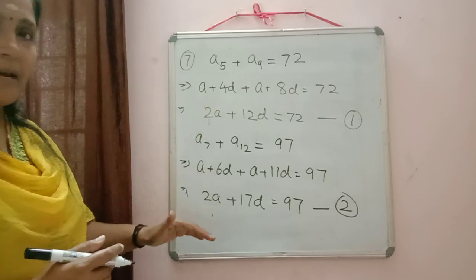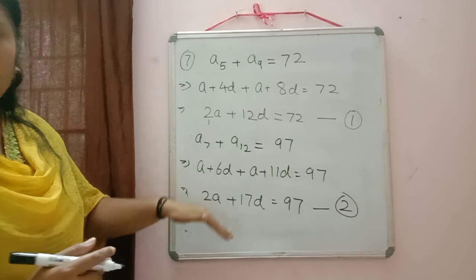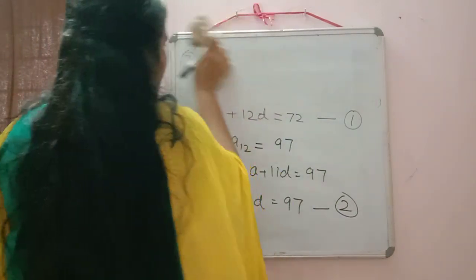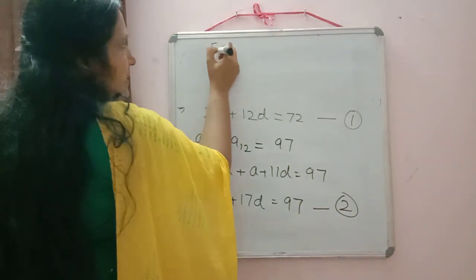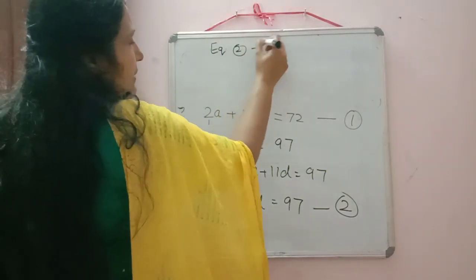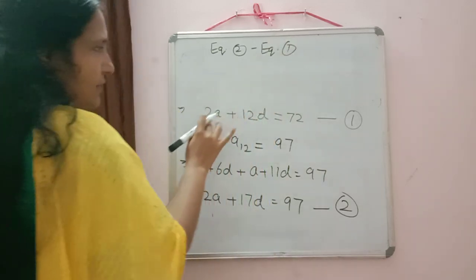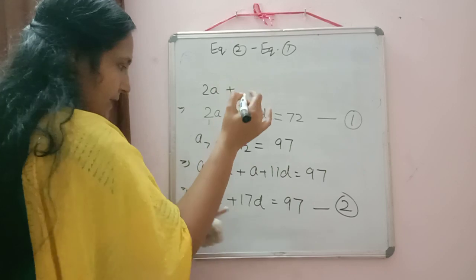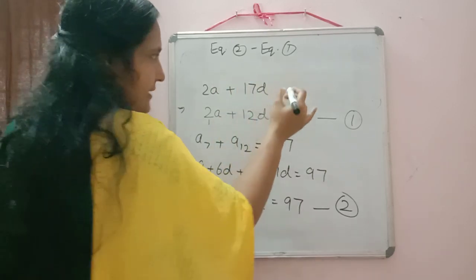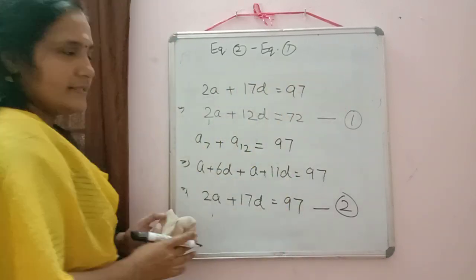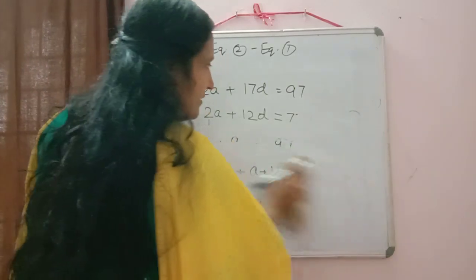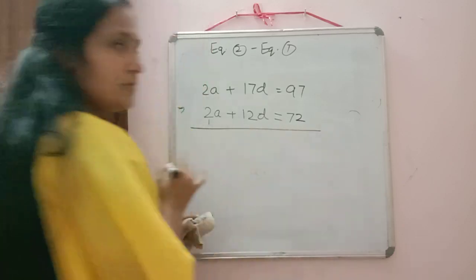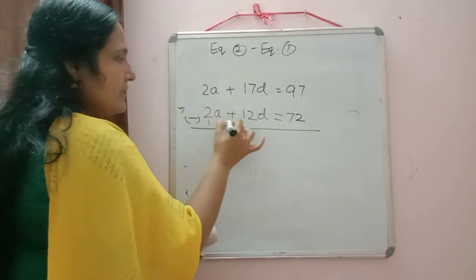Yes, we will do the subtraction there. Equation 2 minus equation 1. Equation 1 is already written here. The second equation I am writing here: 2A plus 17D is equal to 97. We are subtracting both the equations. When we do the subtraction, the sign will change.